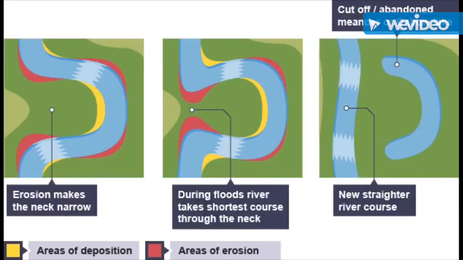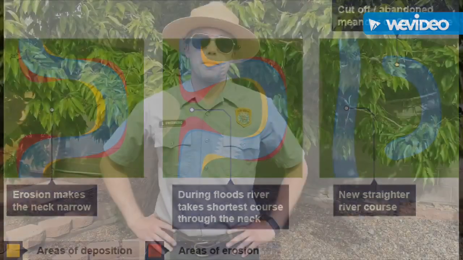These bends can't grow forever though. When strong flows and floods occur, water can break through the land between the curves and travel along the path of least resistance. The path of least resistance just means that it's the quickest and easiest path for the water to take.